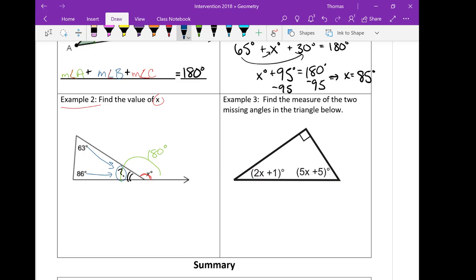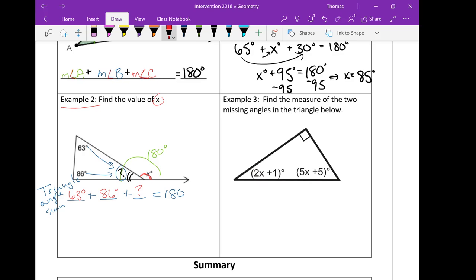Well, let's try that. We know the sum of the angles, so each angle plus angle plus angle equals 180 for the triangle. Triangle angle sum. One of our angles is 63. Another is 86. And the third one is question mark.